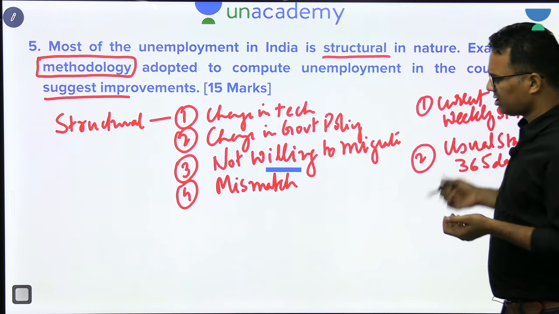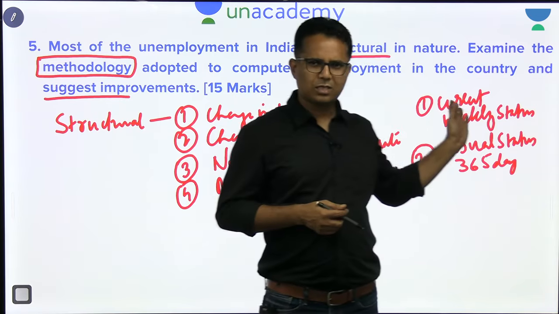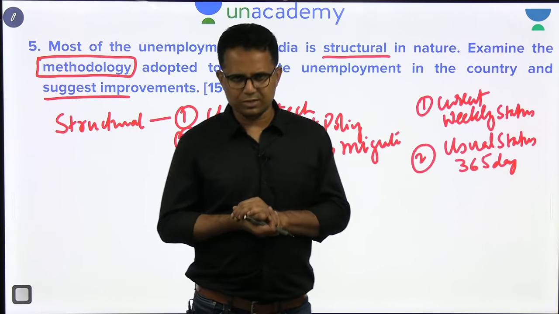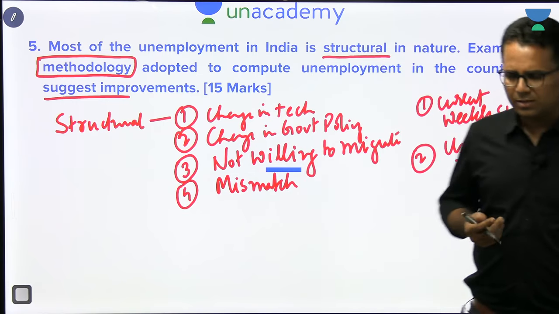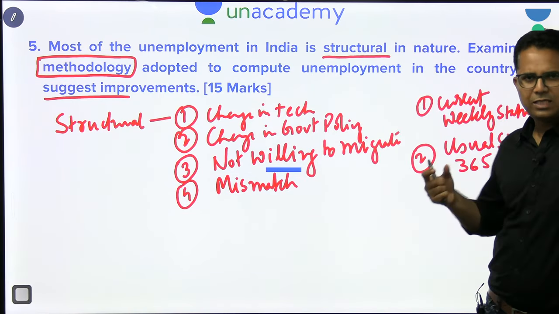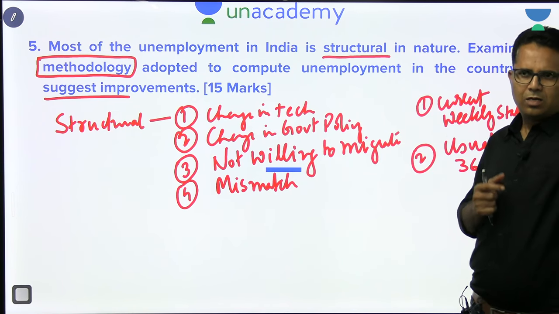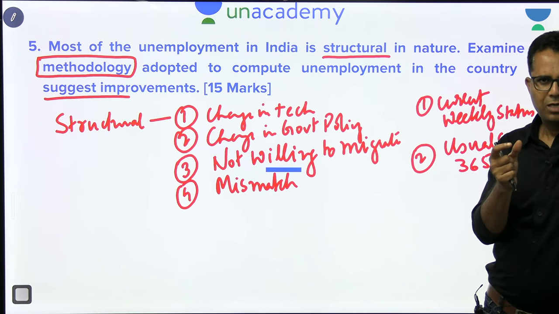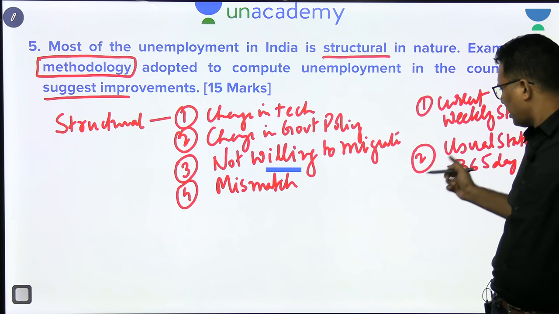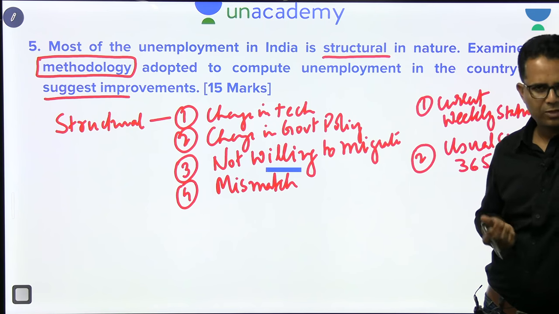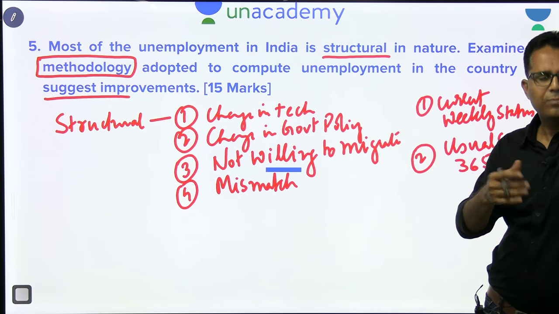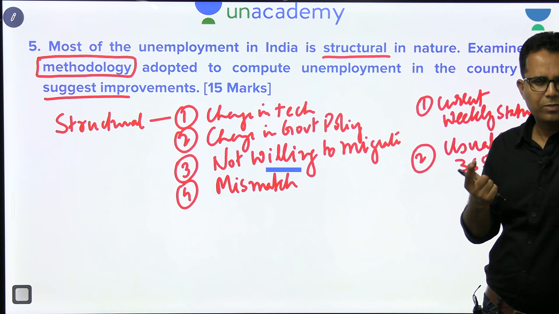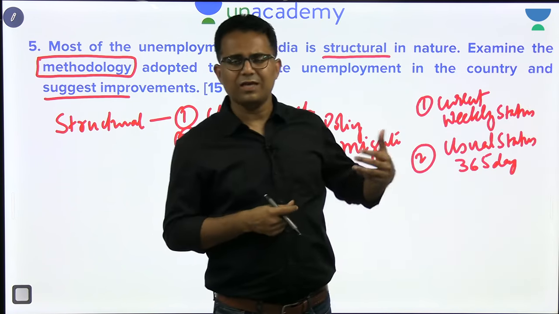And regarding methodology, you can suggest improvements. For example, in the current weekly status, we are saying that if a person is not able to find a job for at least 1 hour, then he will be considered unemployed. So this can be improved further. And suppose in the usual status, which we said is the majority part of the year, a person, let's say, for 7 months is part of the labor force, and for the rest 5 months he is not part of the labor force.